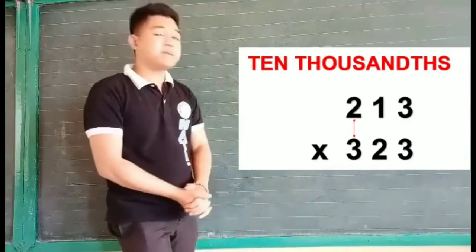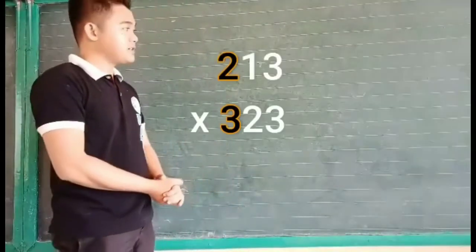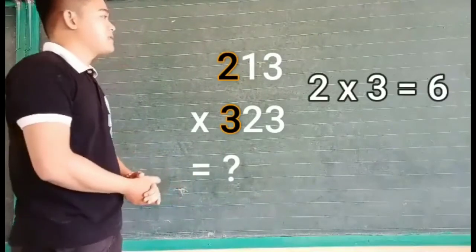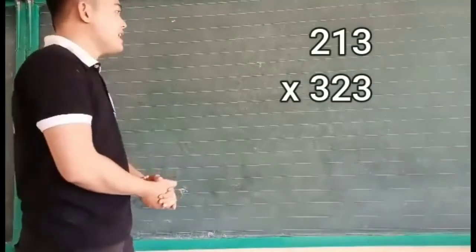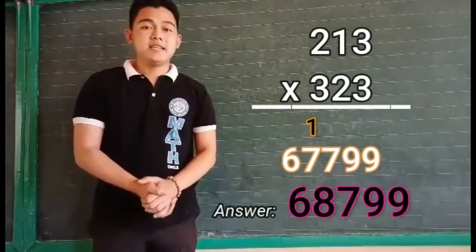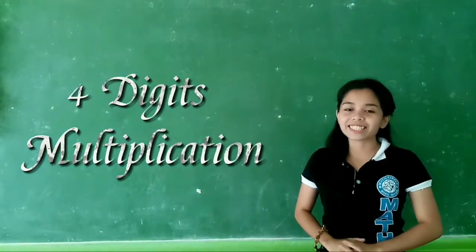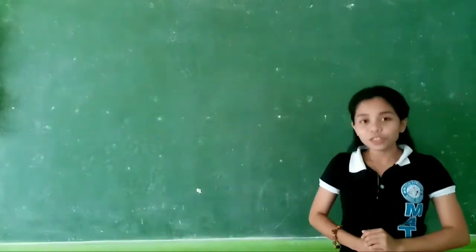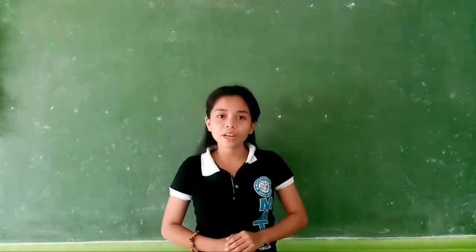And the last one, to get the 10,000s, we multiply hundreds by hundreds. So in our example, hundreds by hundreds is 2 times 3 equals 6. And now, 213 times 323 is equal to 68,799. Now let's proceed to 4 digits. Usually, our common way of multiplying numbers is through this way.